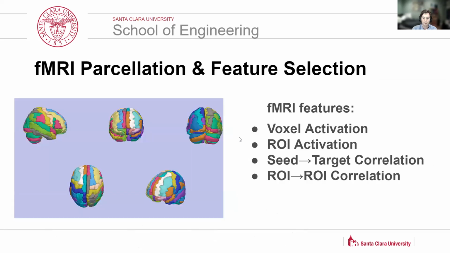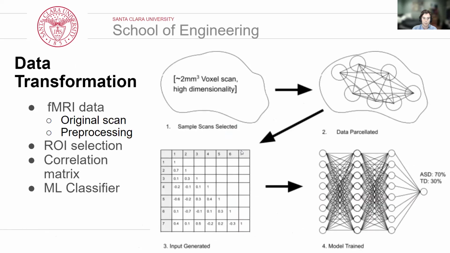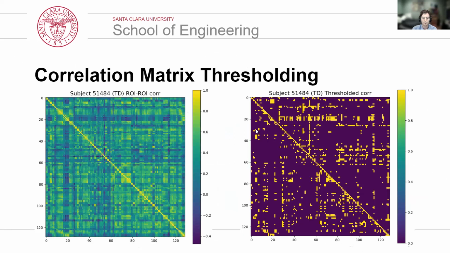In order to get these regions and the correlations between them, we have to first parcellate the brain into a series of different regions. I selected them based on anatomical features, and I have 127 different parcellated regions, and that goes to produce the correlation matrix here. So the correlation matrix you see on the left is the raw correlations between all 127 regions, and the one on the right underwent a thresholding technique I used.